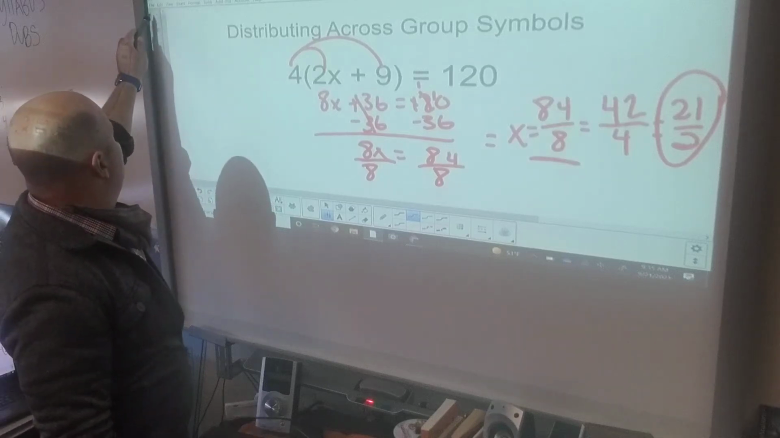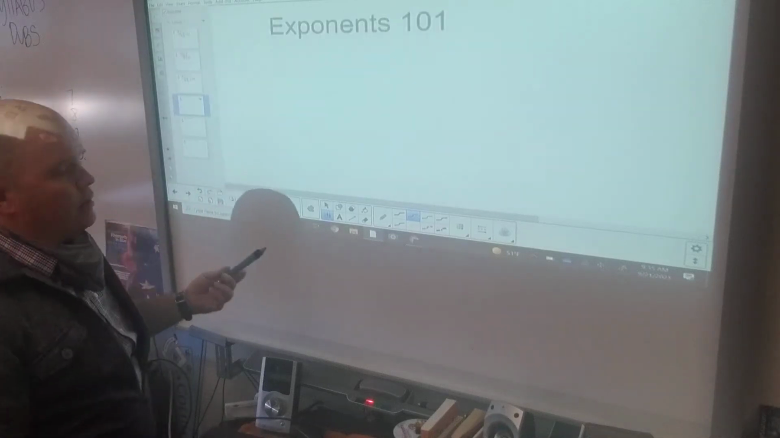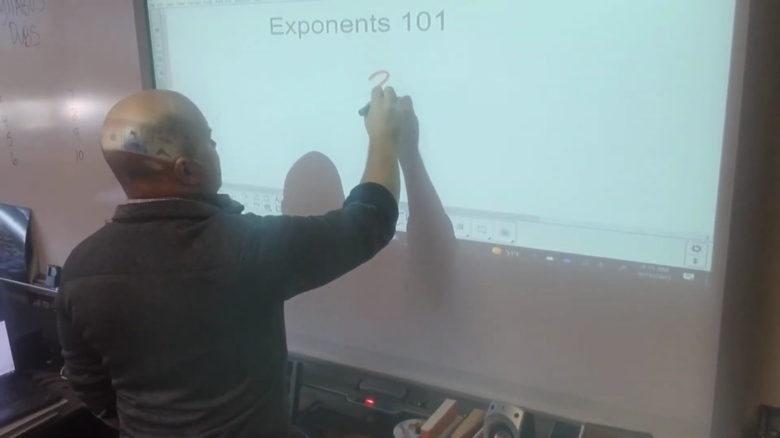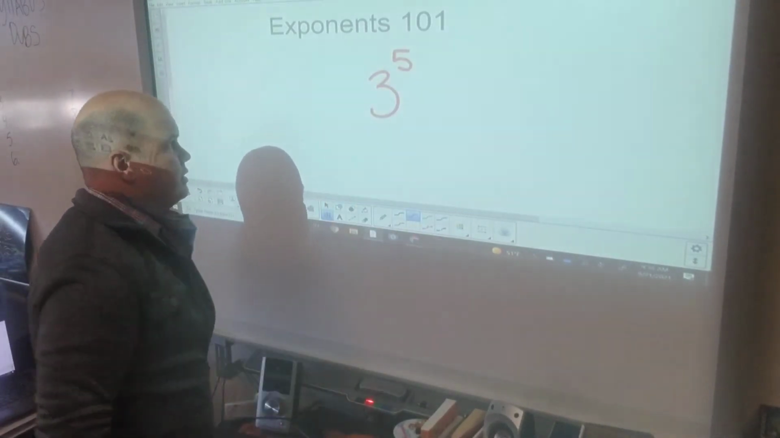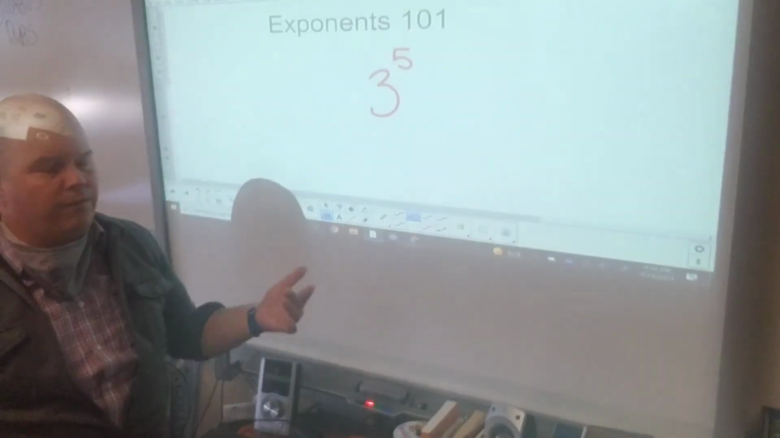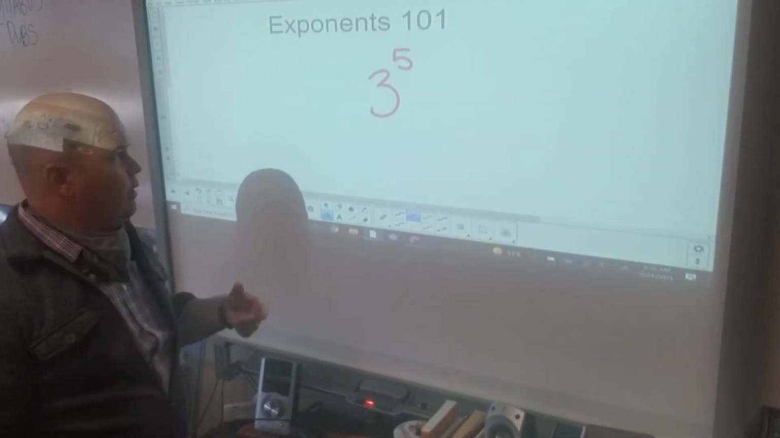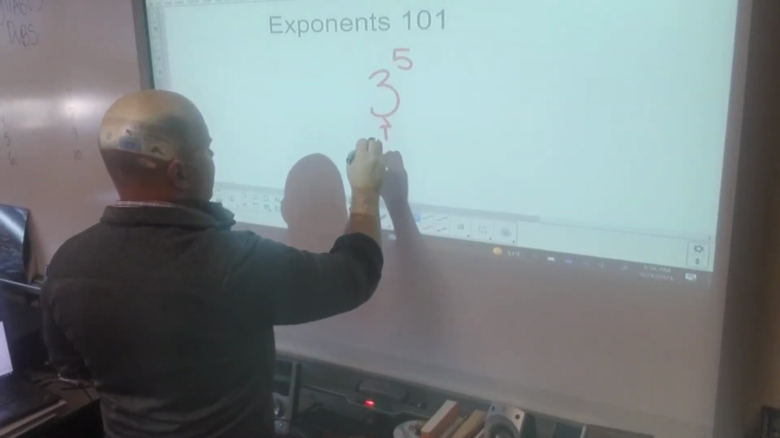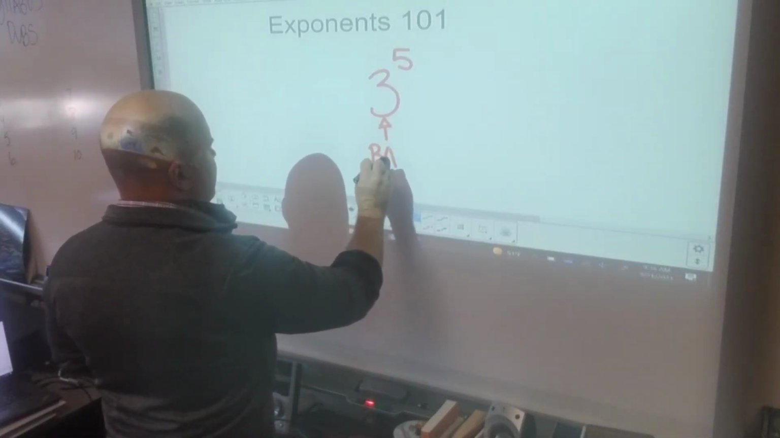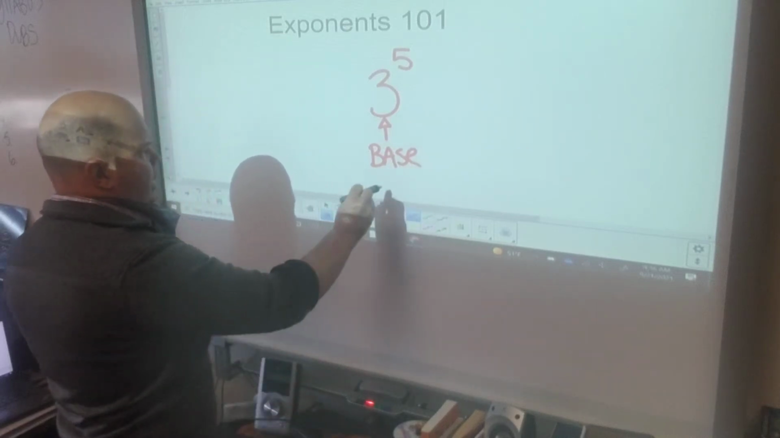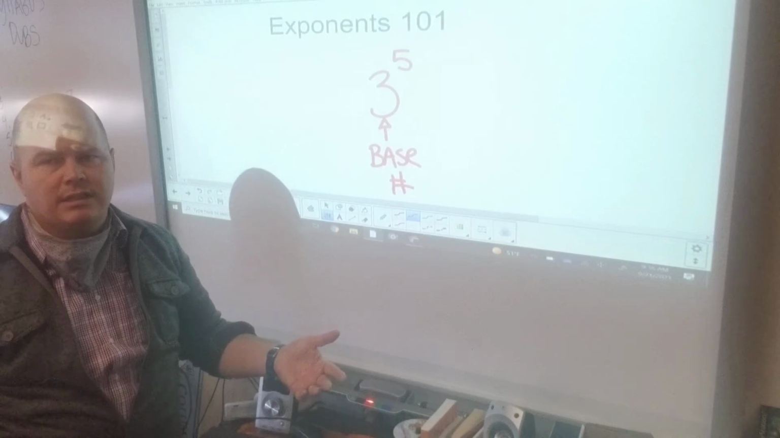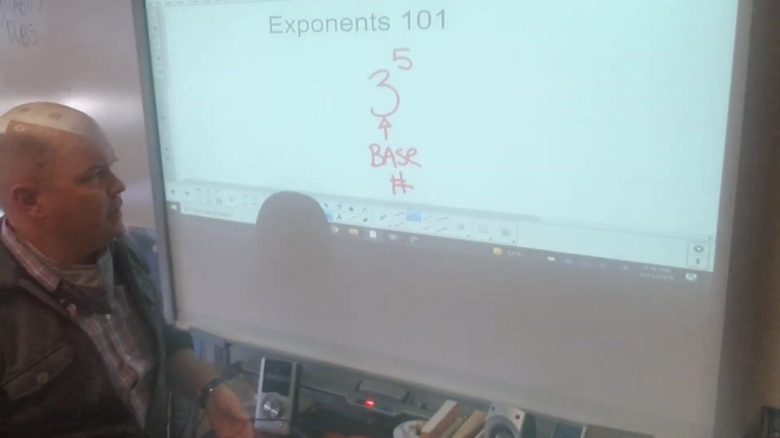Okay? The other thing we're talking about this week is our exponents. So yesterday we talked about exponents 101. So this would be like if you see something that looks like that. That is 3 to the 5th. Okay, and there are two components to an exponent problem. There's this number here, which is called our base number. And all that number tells me is what number it is that I'm multiplying by itself.